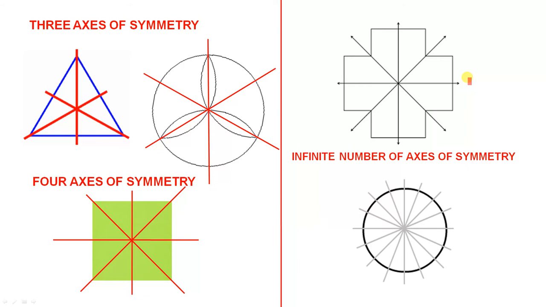This shape here, in the shape of a cross of sorts, also has four axes of symmetry. Here we have an infinite number of axes of symmetry. I wonder if you got that. That was the question on the first slide. And it's the humble circle.